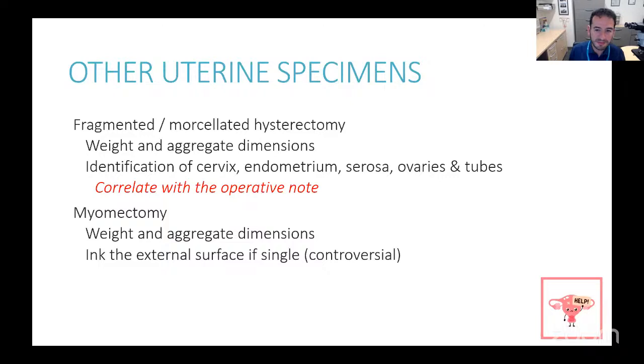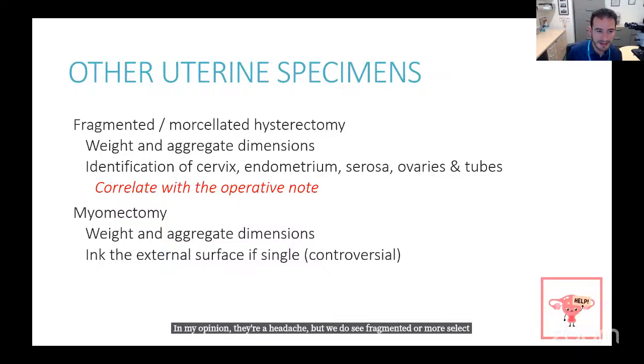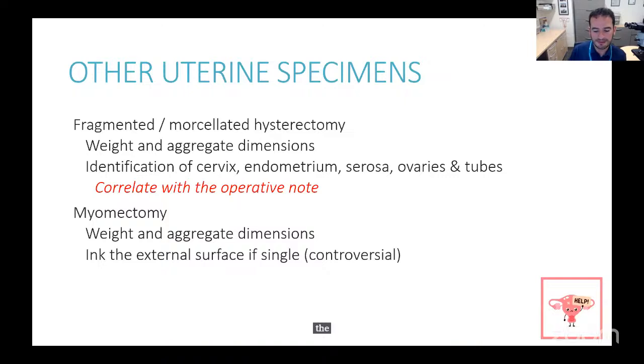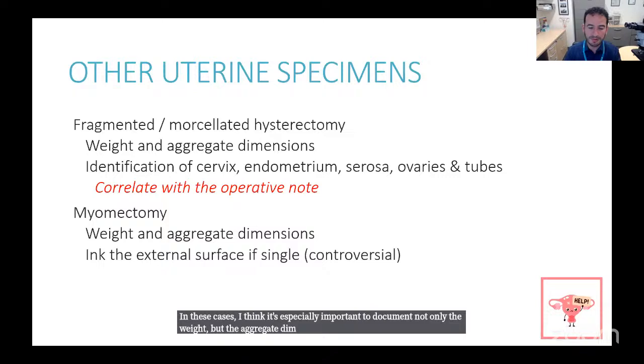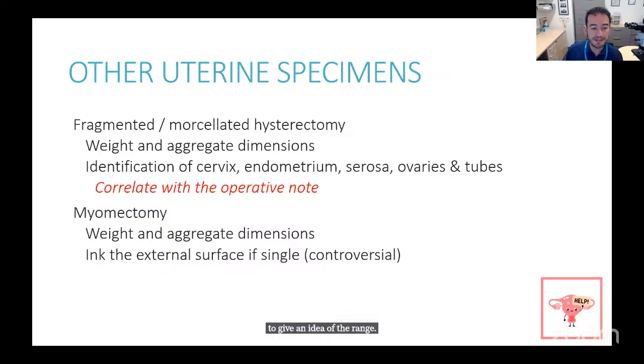Briefly about oral uterine specimens, in my opinion, they're a headache, but we do see fragmented or morcellated hysterectomies. The appreciation and the description of any abnormalities applies just like using the metrics that I mentioned. In these cases, I think it's especially important to document not only the weight, but the aggregate dimensions. You can put all the fragments together and measure an aggregate, or at least mention the size of the largest and the smallest to give an idea of the range. And you should do your best to identify any structures that you're supposed to have there.